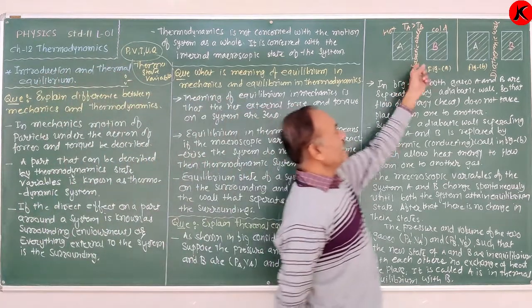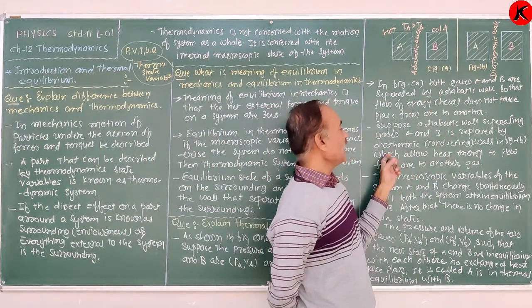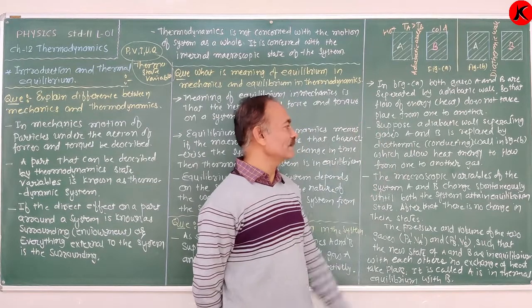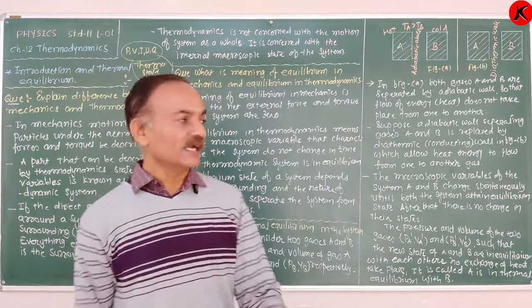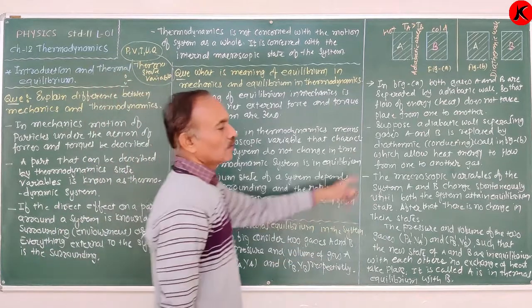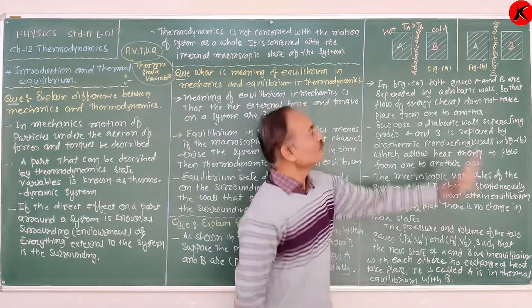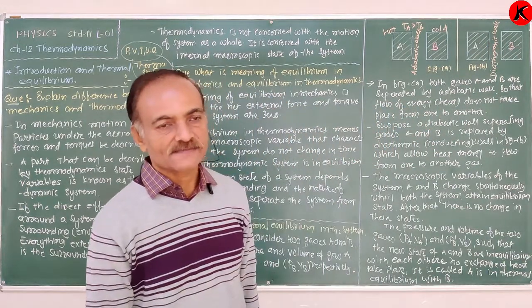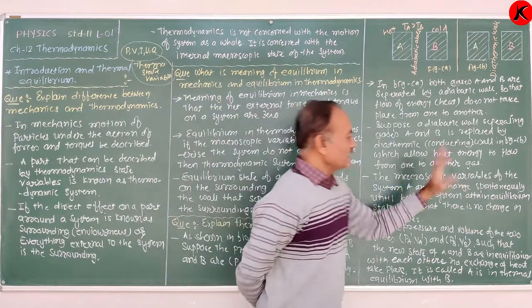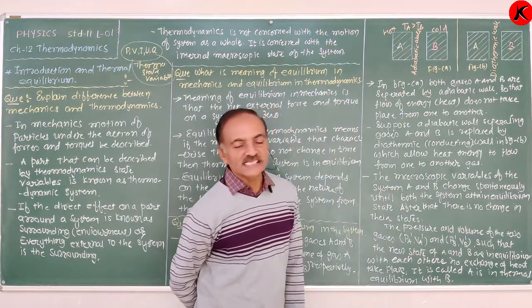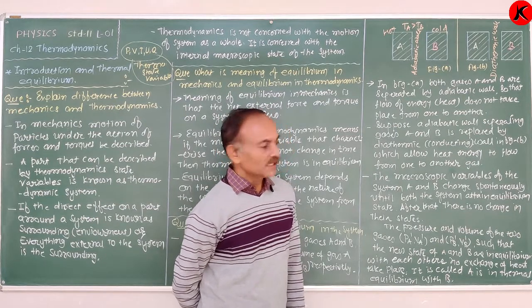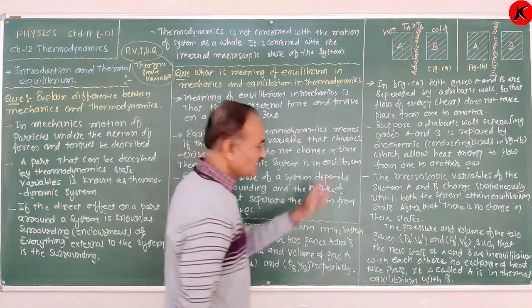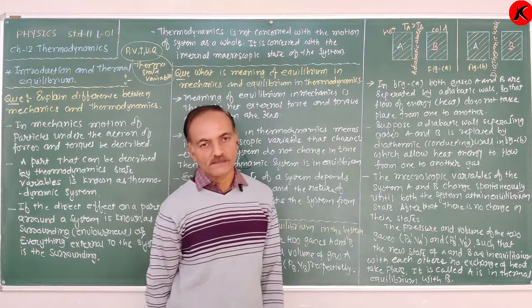Now, suppose the adiabatic wall is replaced by the diathermic wall, that means the conducting wall, as shown in figure B, which allows the heat energy to flow from one gas to another. So due to the conducting wall, now the exchange of heat takes place between these two gases. The macroscopic variables of systems A and B change spontaneously until both systems attain equilibrium.